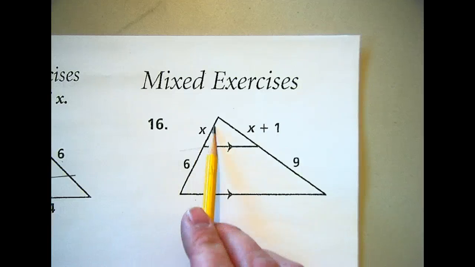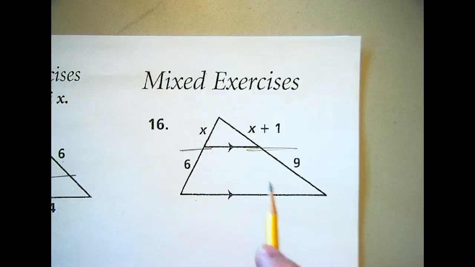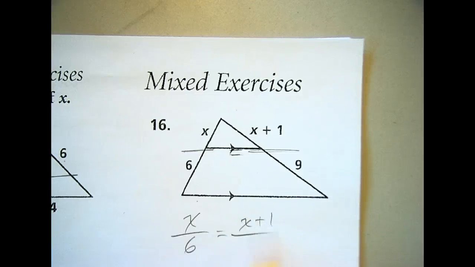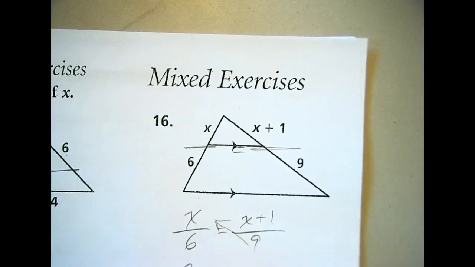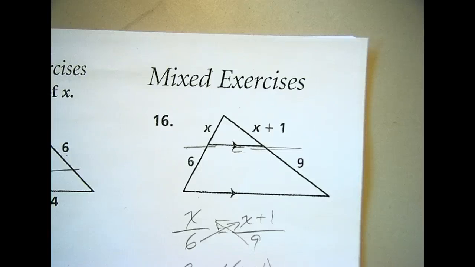Okay. Hey, so this one becomes x over 6 equals x plus 1 over 9. How many got that? Made it that far? Okay, we got the proportion. Cross multiply, we get 9x equals 6x plus 6. Good, 6 times x plus 1 or 6x plus 6.